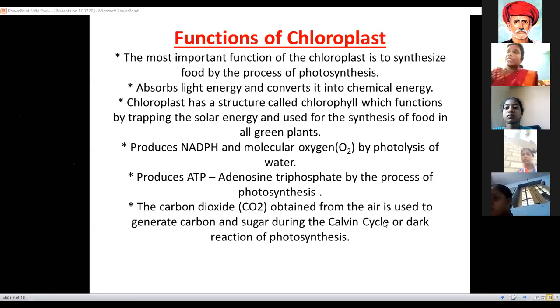Okay, next, the carbon dioxide obtained from the air is used to generate carbon and sugar during the Calvin cycle. The Calvin cycle, or the dark reaction of photosynthesis.